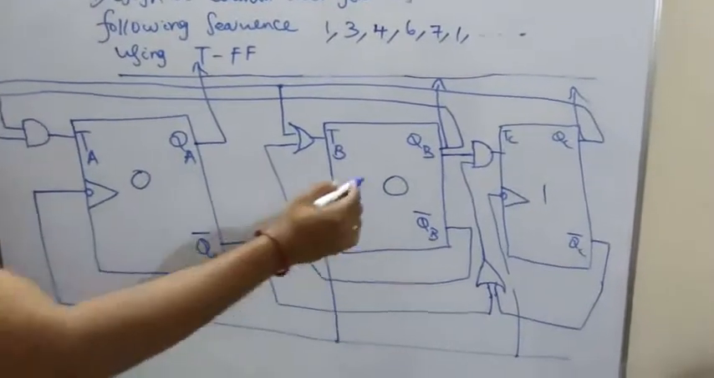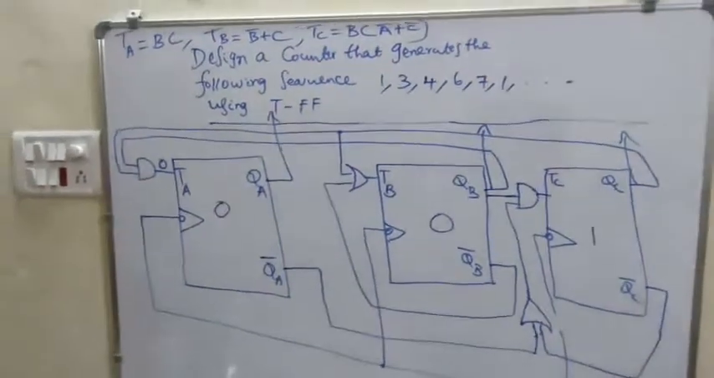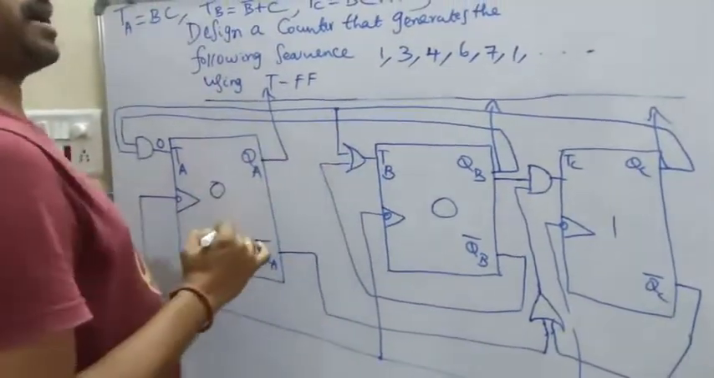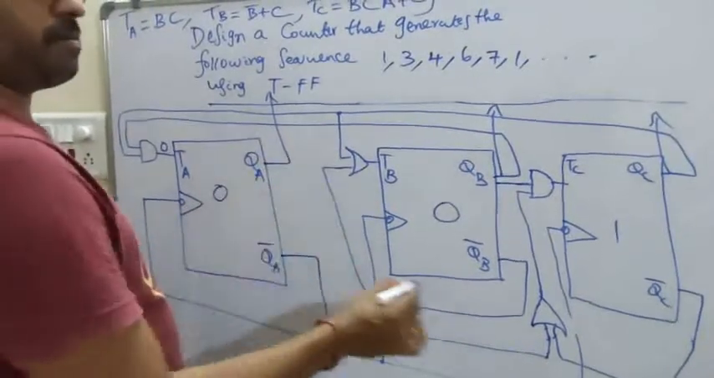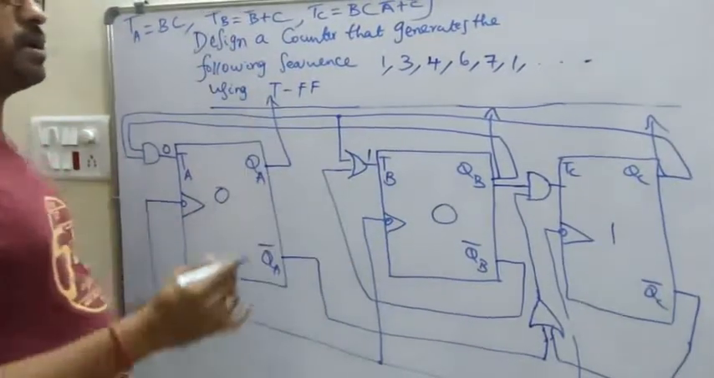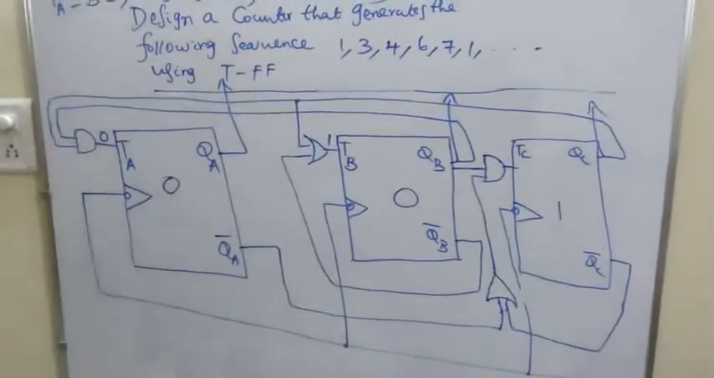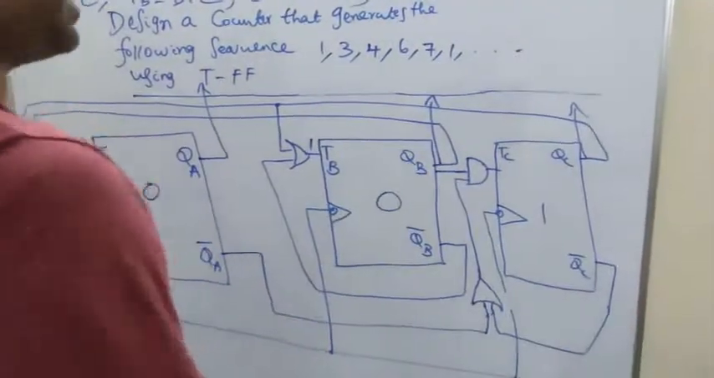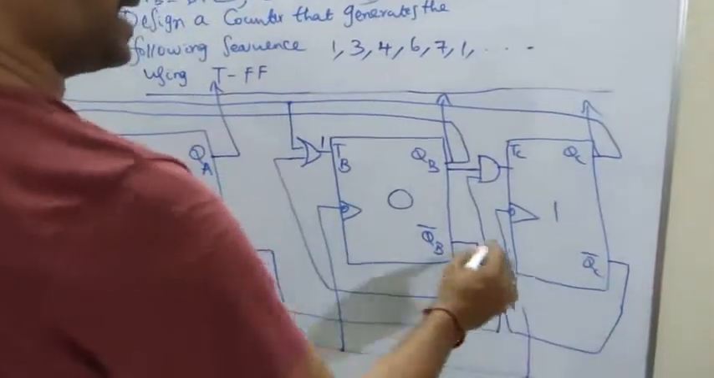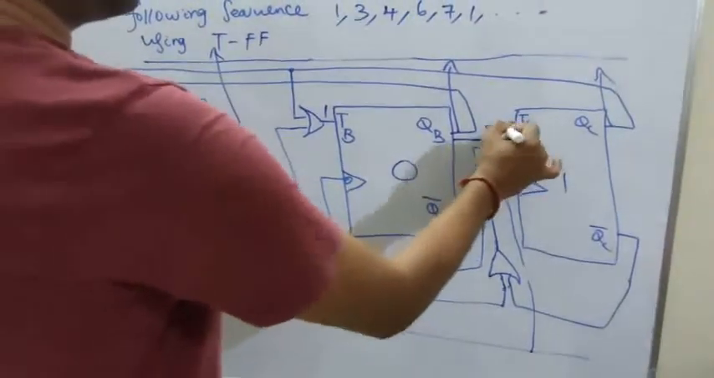Okay. TA is BC. B is 0, C is 0. So B into C is going to be 0. TB is B dash plus C, right? What is B dash? B dash is 1. C is also 1. 1 plus 1 is 1. In an OR gate, if any one of the values is 1, the output is 1. So 1. Then what about TC? TC is B into A dash plus C dash, right? B is 0. So automatically TC is going to be 0.